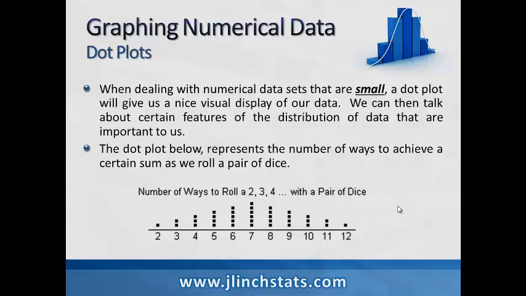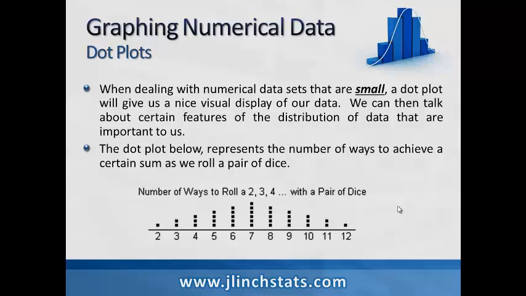The dot plot here below represents the number of ways to achieve a certain sum as we roll a pair of dice. For instance, the only way I can roll a 2 is for each die to show up with a 1. There's only one way to roll a 2. There's 2 ways to roll a 3. I can get a 1-2 or a 2-1, so forth and so on. There's 3 ways to roll a 4, and if we go all the way up to the highest frequency count in our dot plot, that's 7. There's actually 6 ways to roll a 7, and then it starts working back down. So this is a dot plot representing the number of ways that we can roll a particular sum with a pair of dice.